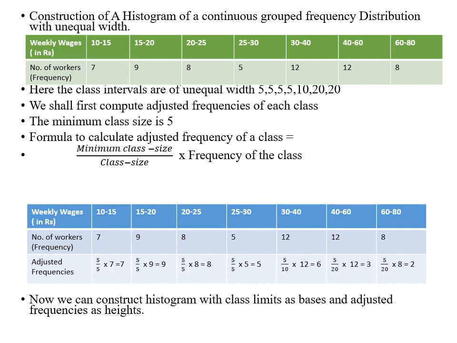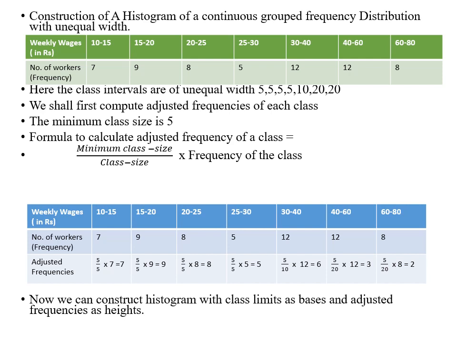So here is the calculation. If you see in the third table, the minimum class size is 5. The class size of that particular row is 5, multiplied by the frequency, that is 7. So that gives you 7. In the next, again it is 5 upon 5 into 9.